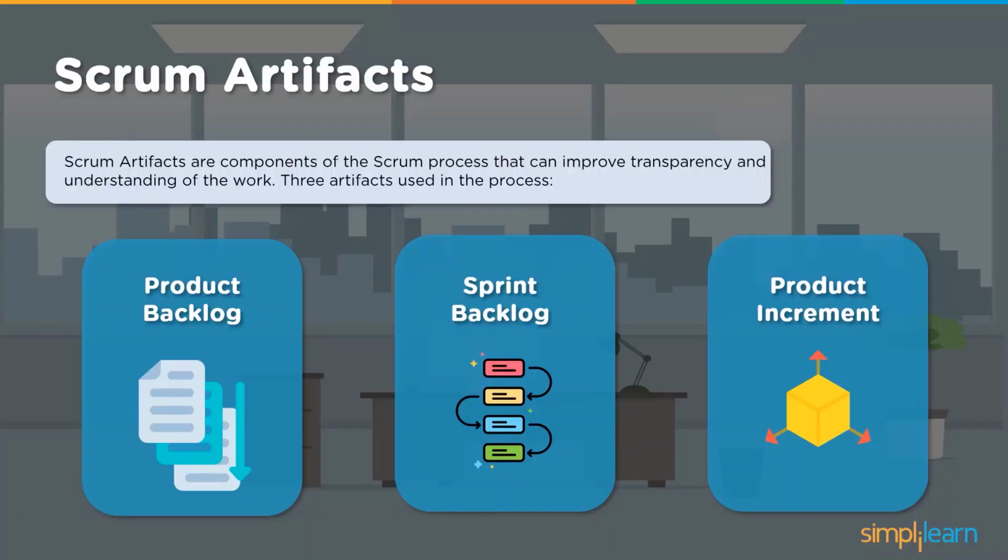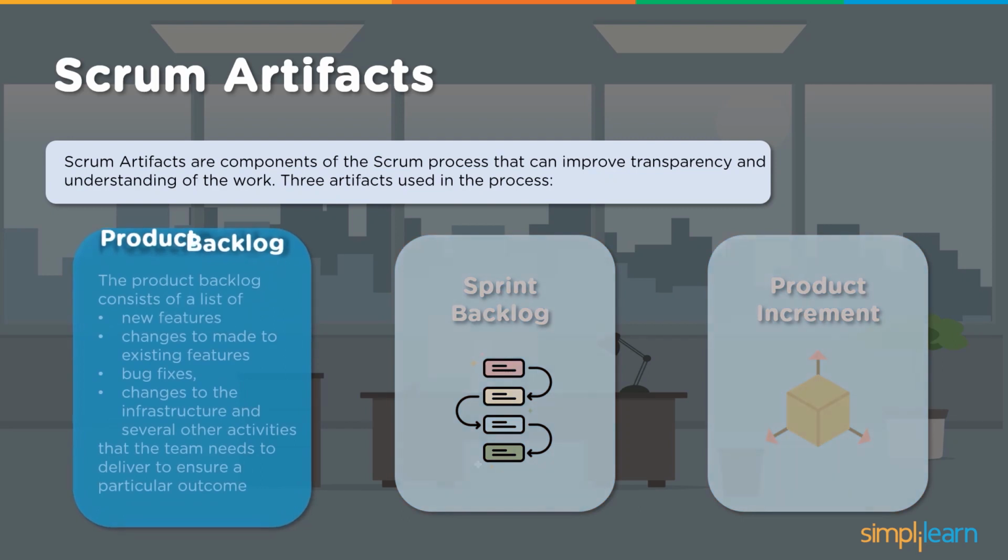So now we speak about the artifacts, which are the components of the Scrum process that can improve transparency and understanding of the work. There are three artifacts mainly, which we call the product backlog, sprint backlog, then product increment. So let us see what each one is, one by one.